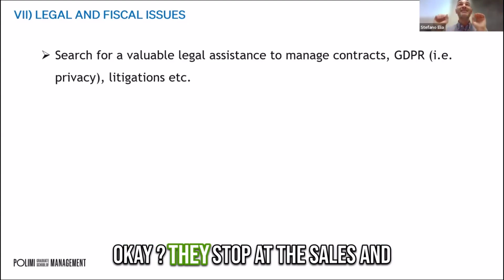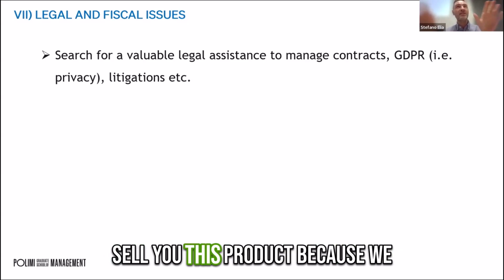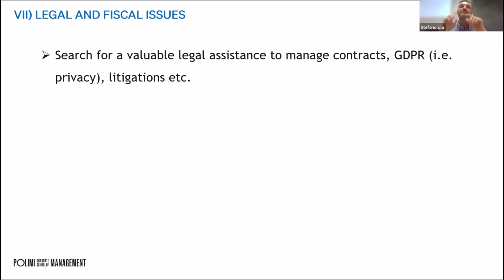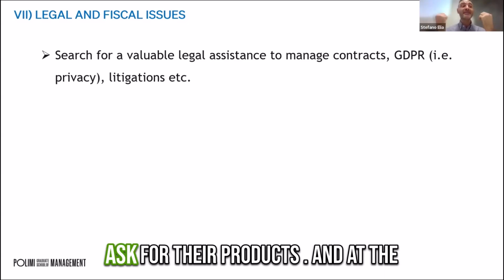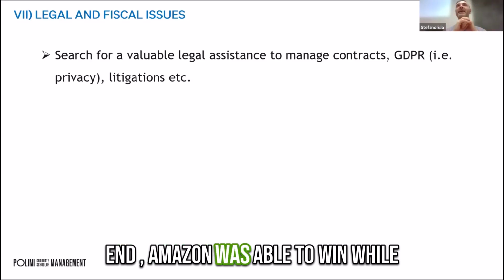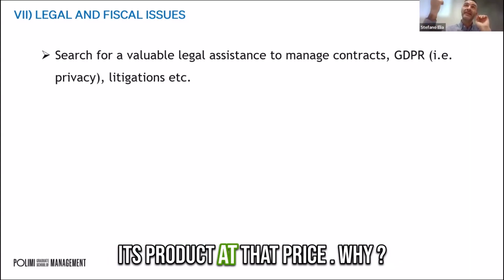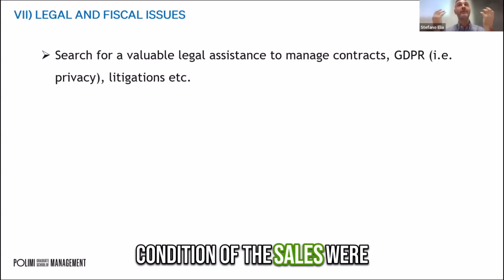They stopped the sales and said, sorry, we are not able to sell you this product because we made a mistake. The problem is that the customers decided to make a class action and to ask for their products. And in the end, Amazon was able to win, while Kodak was not and had to sell its product at that price. Why? Because the terms and conditions of the sales were different.